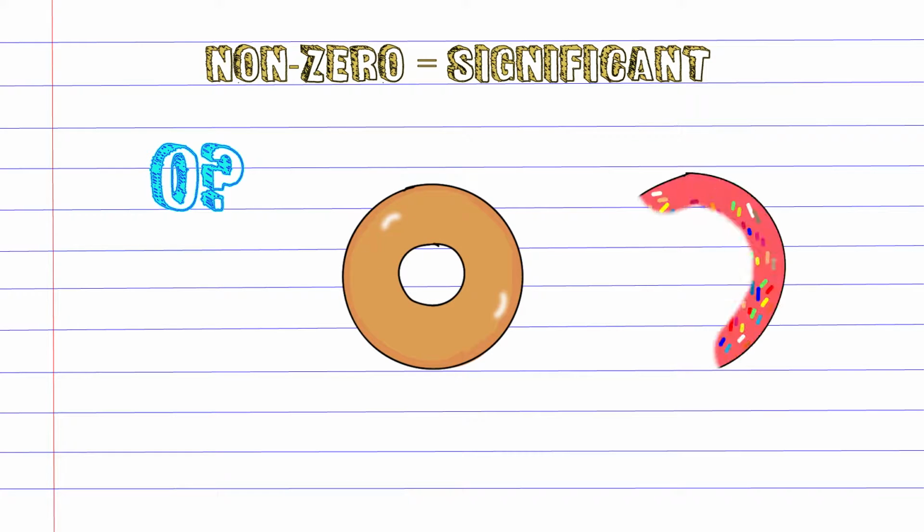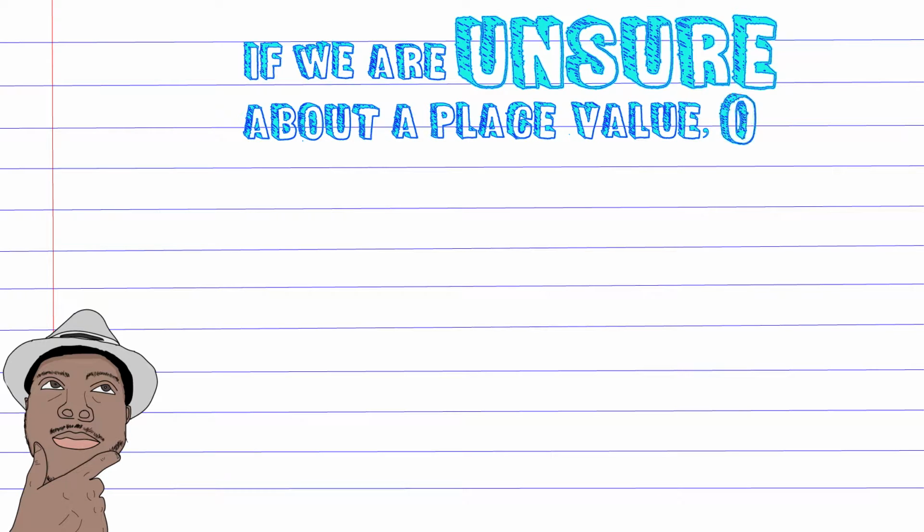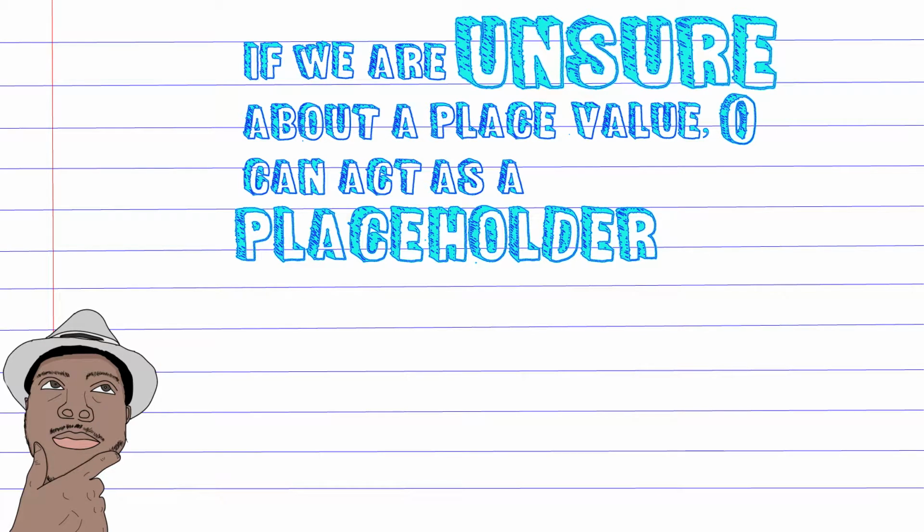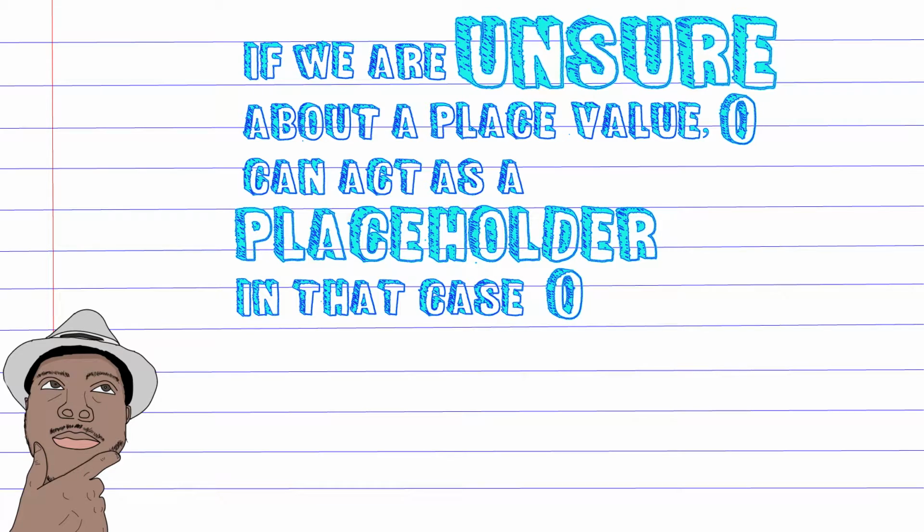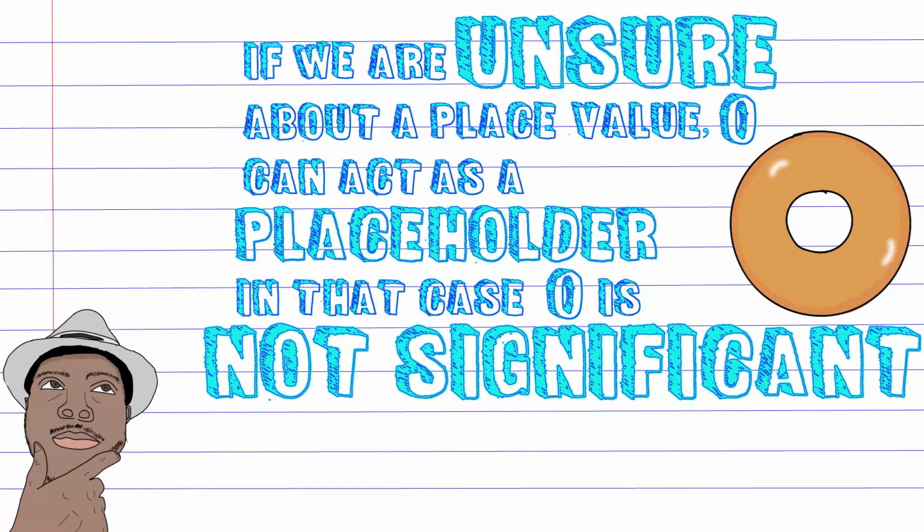Think of zeros as donuts. If we are unsure about a place value, 0 can act as a placeholder. In that case, the 0 isn't significant. These zeros would be plain donuts.